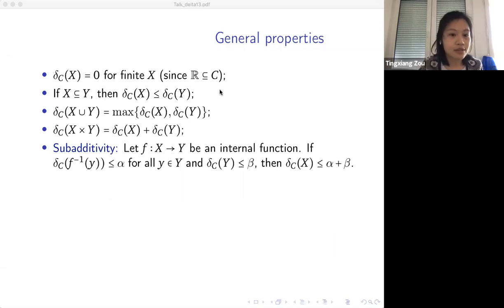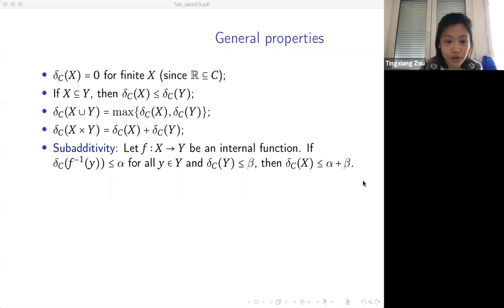So it gives finite sets dimension zero, because in our choice C contains the standard reals. If X is contained in Y, then the dimension of X is less than or equal to the dimension of Y. If you have a union, then the dimension is just the maximum of the components. And if you have a product, then the dimension is the sum of each component of the product. And this subadditivity is very useful.